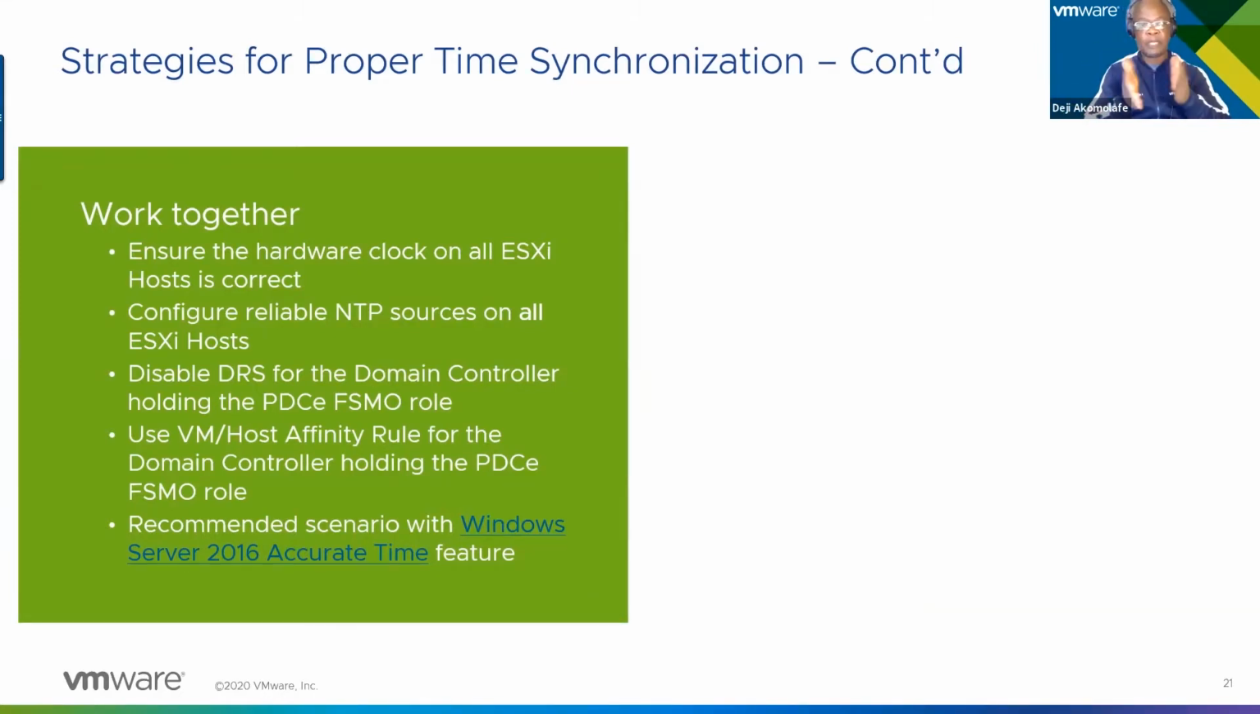My colleague already mentioned to use VM and host affinity and anti-affinity rules. You could use the affinity rules to pin a PDC to a specific host. This helps you ensure that you know exactly where the PDC emulator is at any given point in time.